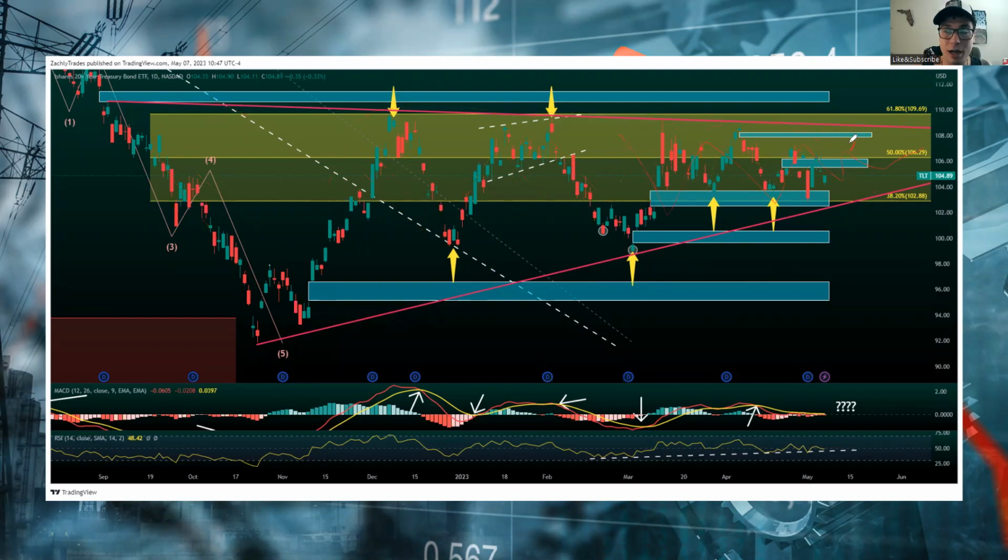Now, all of these blue boxes here, these are what's known as gaps, okay? Gaps tend to fill about 90% of the time historically. The big question is when they're going to fill. So I like to chart up these gaps so that I can be prepared, potentially scalp a move as we try to fill a gap, right? I can look to play the gap.